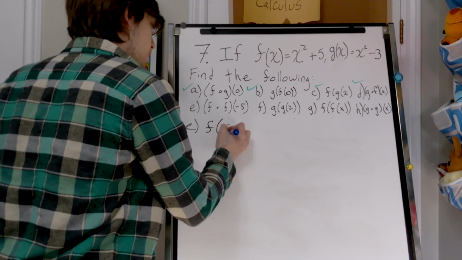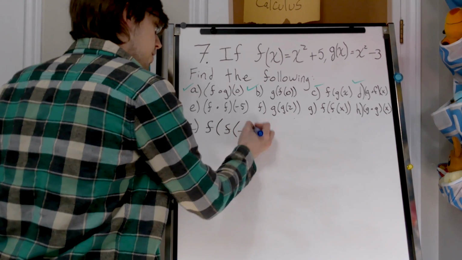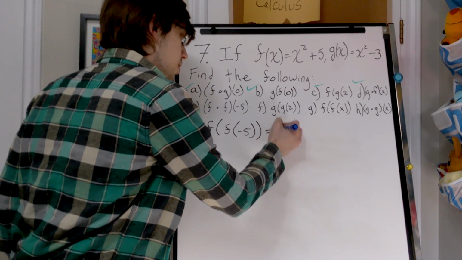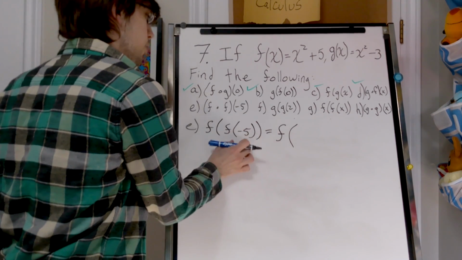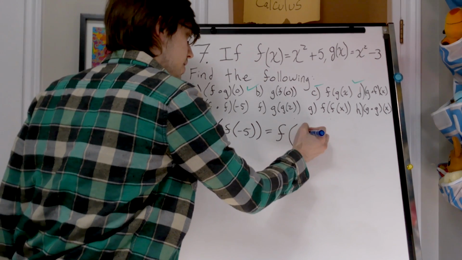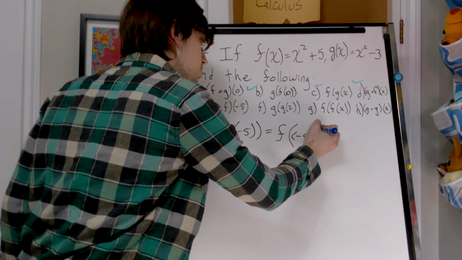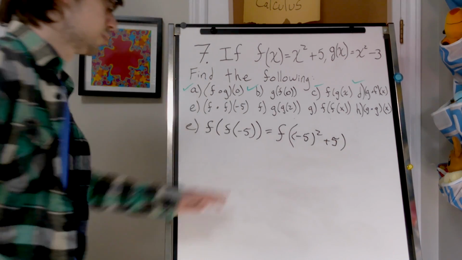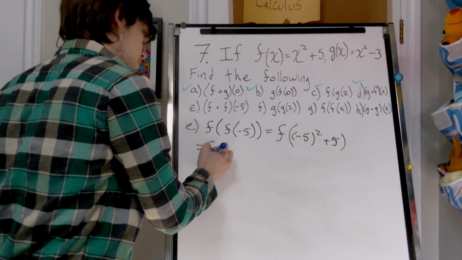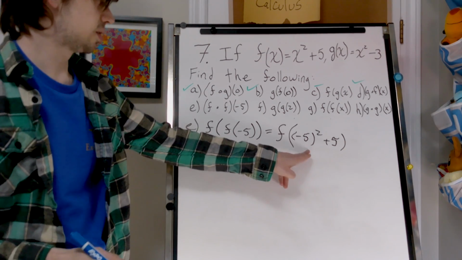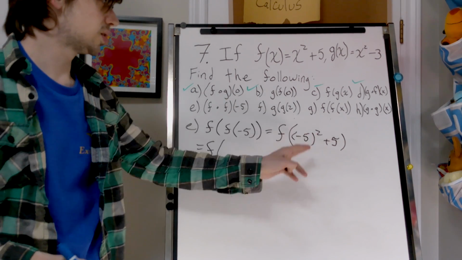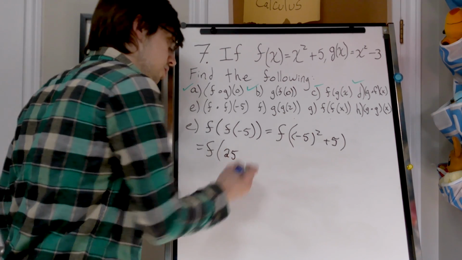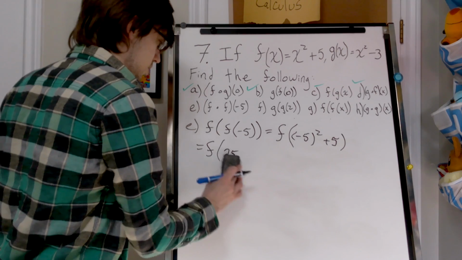F of negative 5. So we plug in, we do this one first. So that is negative 5, put that in brackets, squared plus 5. So we can solve that, and that would be negative 5 squared is negative 5 times negative 5, that is 25. Plus 5, that's 30.